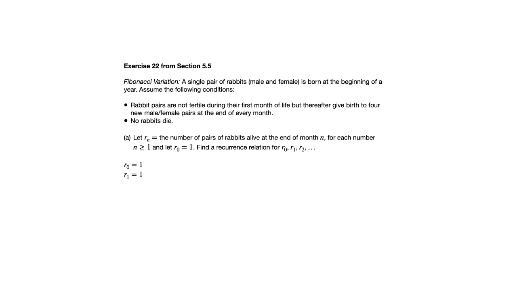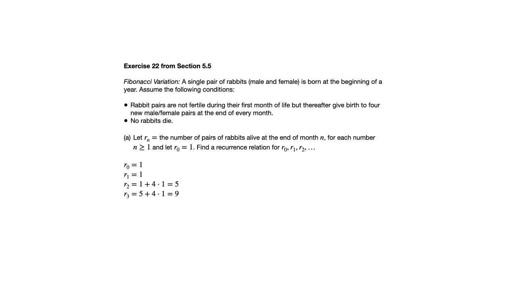Now, we don't have a recurrence relation yet. We're going to work toward that. R sub 1 has to be 1, though, based on those rules, because rabbit pairs are not fertile during their first month of life. So that original rabbit pair will still be alive at the end of the first month, but will not have produced any offspring. Now, at the end of the second month, that original pair is still there, but now they've produced 4 pairs of offspring. So that means at the end of February, at the end of the second month, there'll be 5 pairs of rabbits.